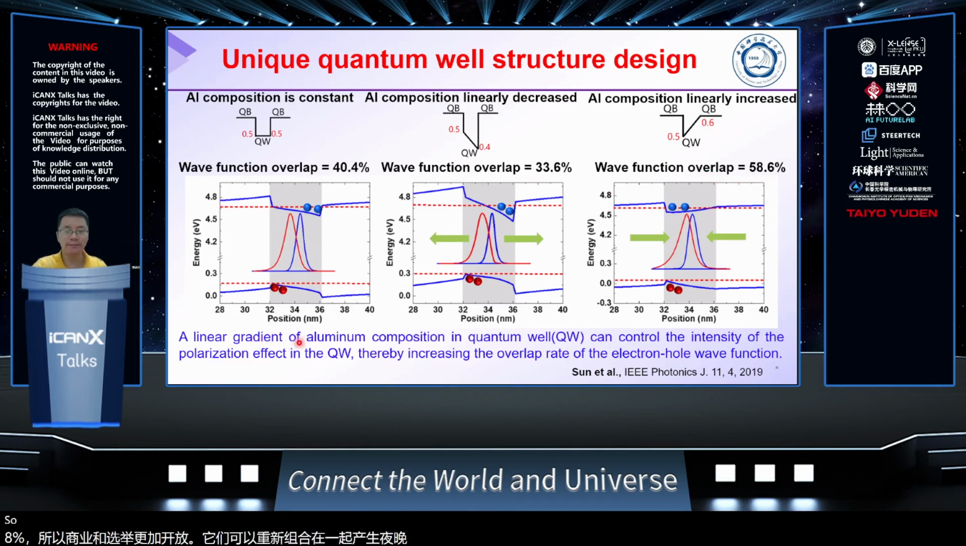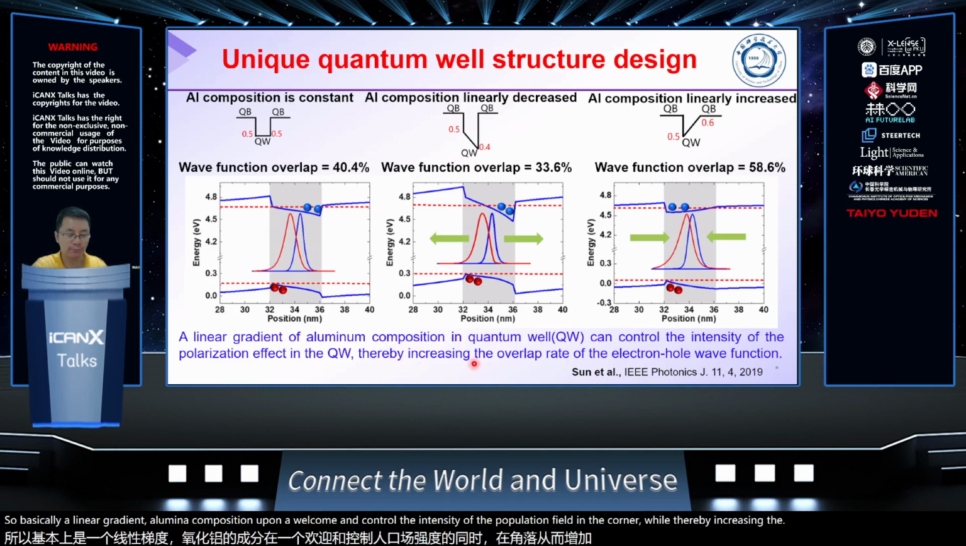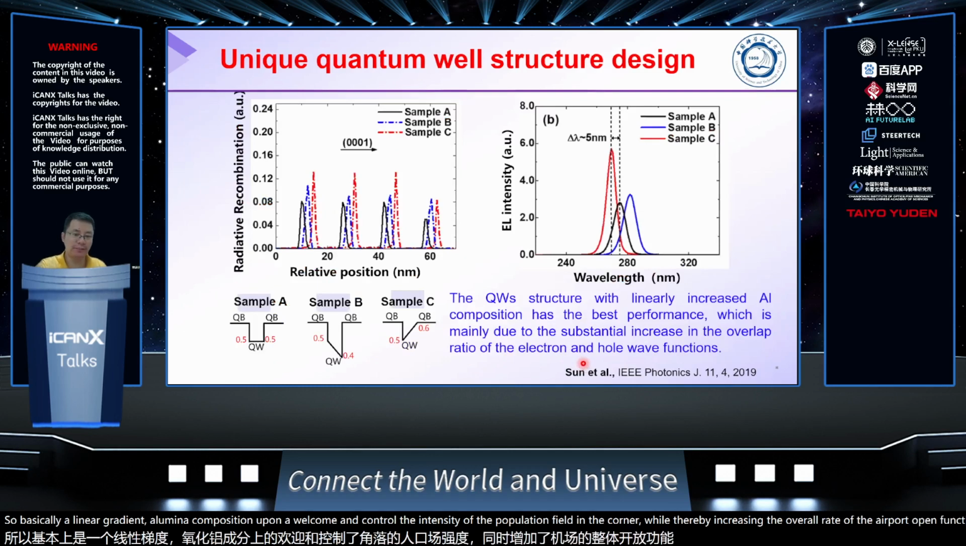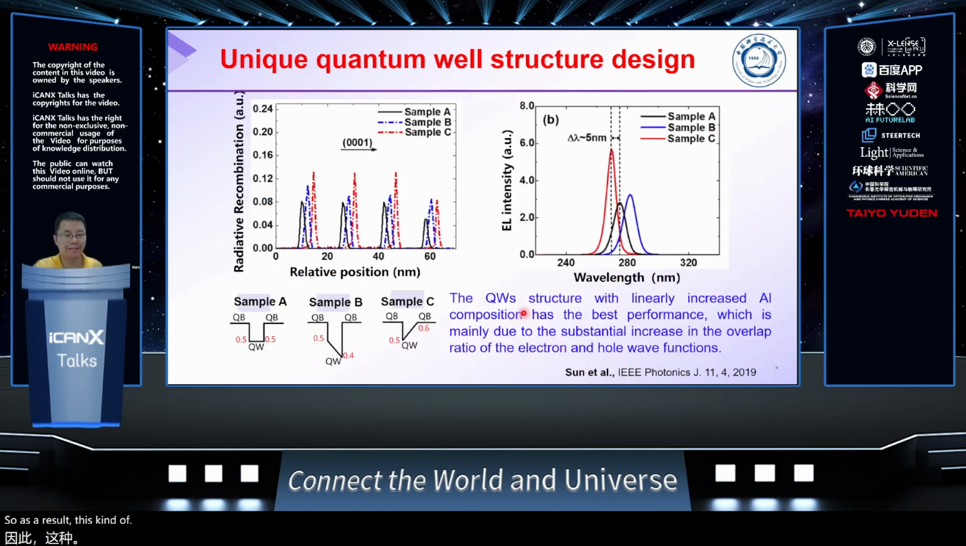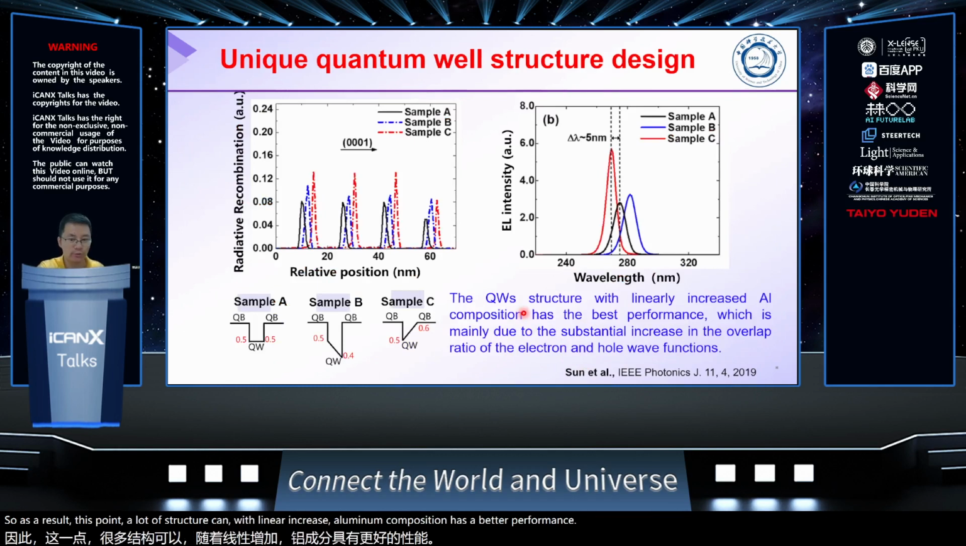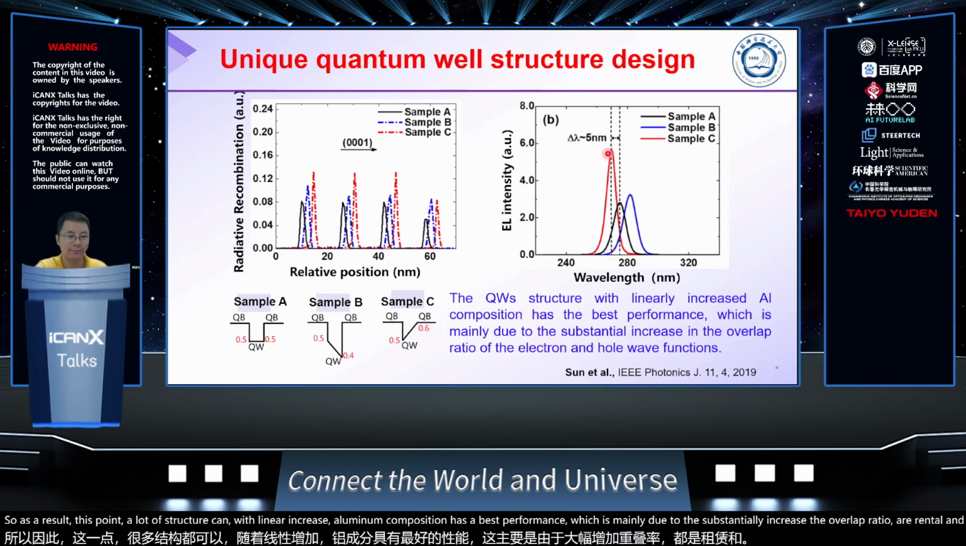A linearly graded aluminum composition in the quantum well can control the intensity of the polarization field in the quantum well, thereby increasing the overlap ratio of the electron and hole wave functions. As a result, the quantum well structure with linearly increased aluminum composition has the best performance, mainly due to the substantially increased overlap of the electron and hole wave functions, as shown in this red curve.